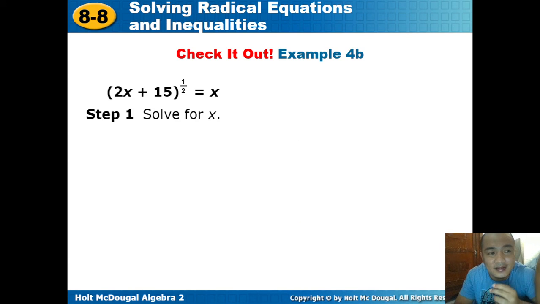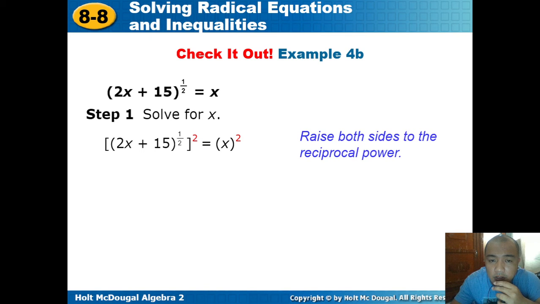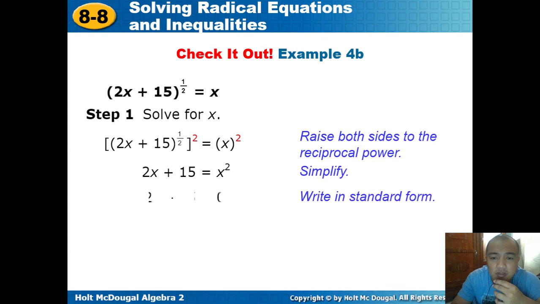Next. 2x plus 15 raised to 1/2 equals x. For step 1, let's solve for x by raising both sides to the reciprocal of the power, which is 2. This is comparable to the square root of 2x plus 15. So we have 2x plus 15 equals x squared, then it will become a quadratic equation.